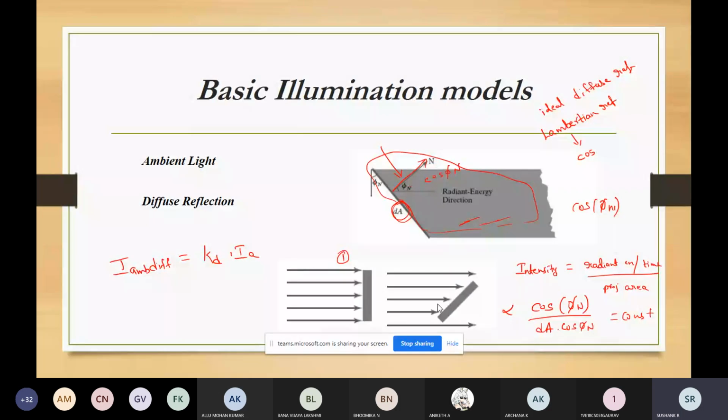You can model this kind of scenario. The amount of light incident on the surface from a source is given by a formula: I incident is equal to I1 into cos of that angle, where I1 is the intensity of the light and I incident is the amount of incident light on the surface.